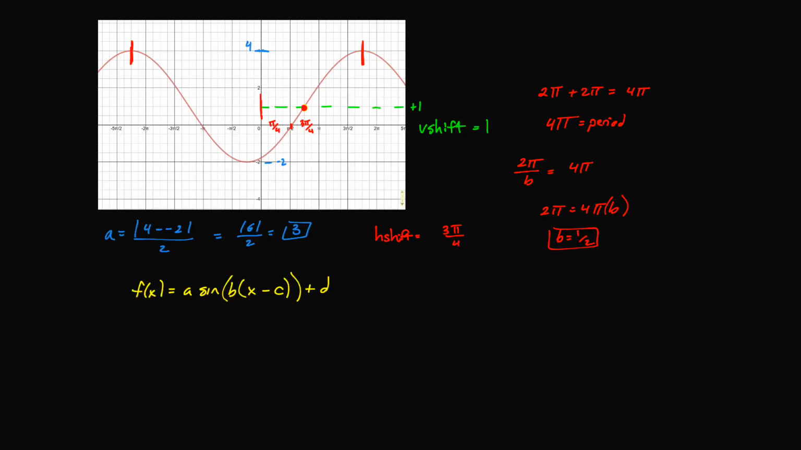I've filled in all of my information. I'm excited. We're just about done. f of x is equal to 3 sine, b, which is, in this case, 1/2, yep, x minus 3 pi over 4. That's where that negative comes in. And the final part, plus 1. And that is your function, ladies and gentlemen.